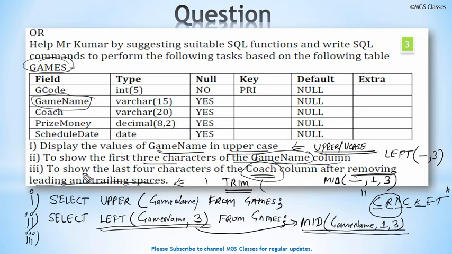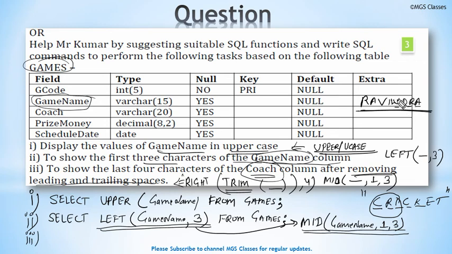Now another part of the question is to show the last 4 characters. You need to show the last 4 characters after removing the leading and trailing spaces. So first you need to apply the trimming function, and after that find out the last 4 characters. To fetch the last 4 characters, you may use the RIGHT function. Let's suppose this is the coach name, let's suppose Ravindra. First you apply the TRIM function, and after that he wants to get the last four characters.